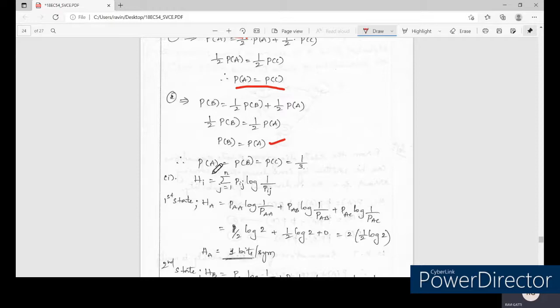So therefore, we can say that P of A is equal to P of B and P of B is equal to P of C. So if I substitute all these expressions, you'll be getting P of A is equal to P of B is equal to P of C is equal to 1 by 3.